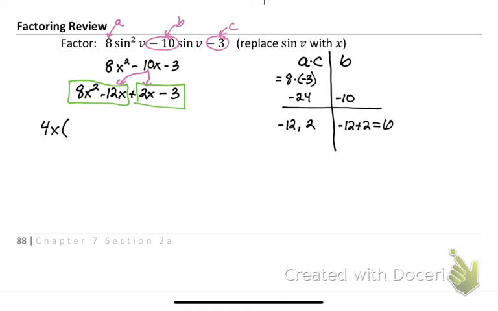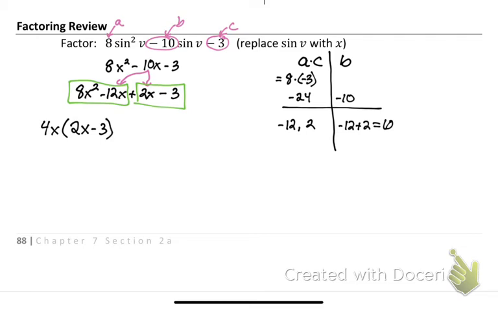So now remember, I'm factoring out a 4x, so I'm looking at what times 4 equals 8? Well, that's going to be a 2. What times x gives me x squared? That's an x. What times 4 equals negative 12? That's a negative 3. You can also think about division: negative 12 divided by 4 equals negative 3. And x divided by x is 1, so I just have 2x minus 3.